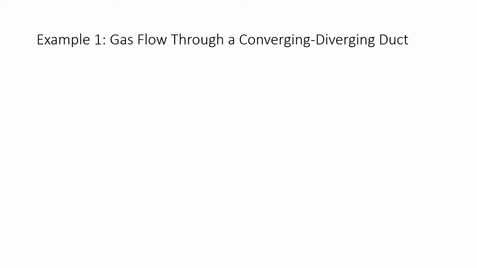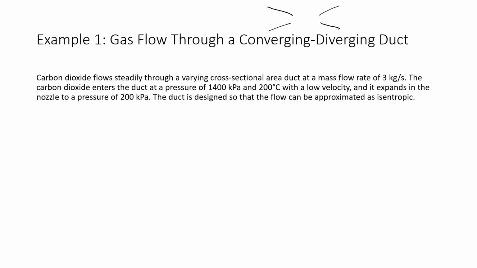Now to understand this flow, let's go through this example. We have a gas flow through a converging, diverging duct. So far you have seen a converging flow where the profile of the system gets smaller, and a diverging, of course, is the opposite, like nozzles and diffusers. But what if you have a device that is both converging and diverging? You're going to see that here.